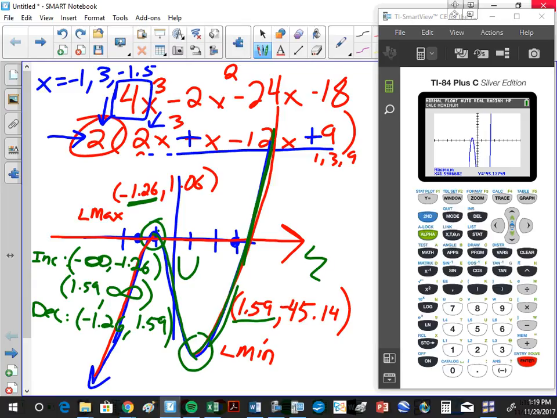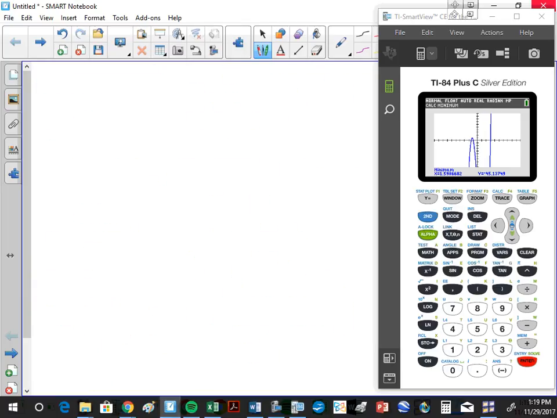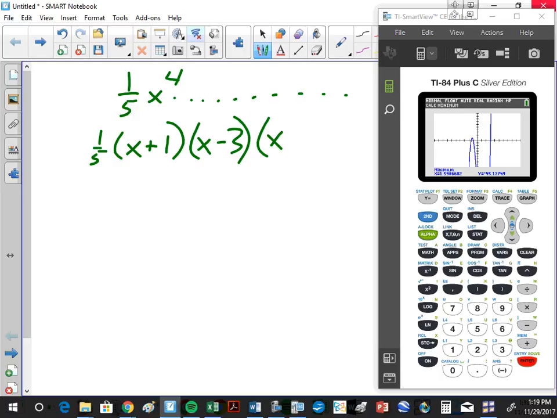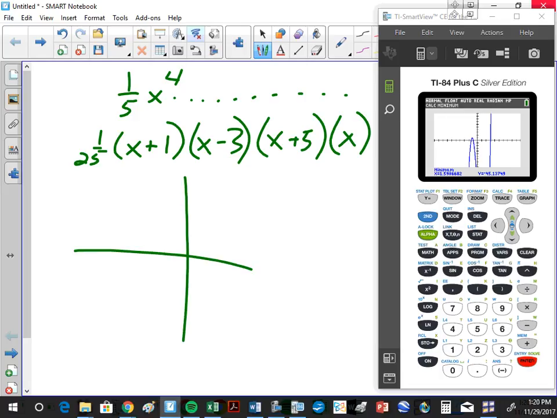Okay? All right. Let's say I had a 1/5 x to the 4th equation, and I ended up with 1/5 times x plus 1 times x minus 3 times x plus 5 times x. And 1/5 might not be enough. Let's do 1/25. What does that graph look like? Well, it hits at negative 5 and at negative 1 and at 0 and at positive 3.